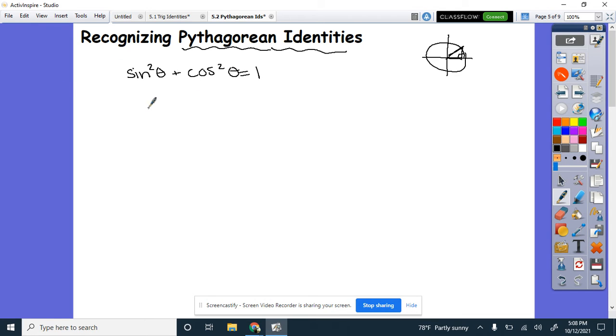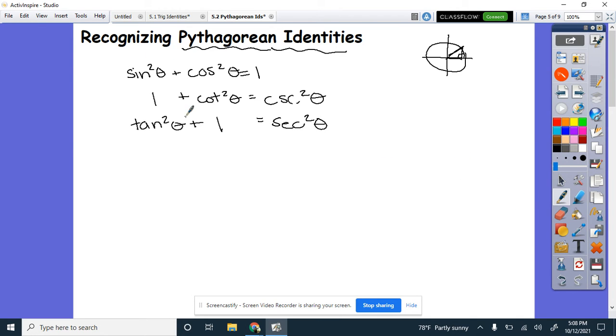That's my first identity. My next one is 1 plus cotangent squared theta equals cosecant squared theta. And my last one is tangent squared theta plus 1 equals, whoopsie-doo, I'm just writing there, not good, equals secant squared theta.